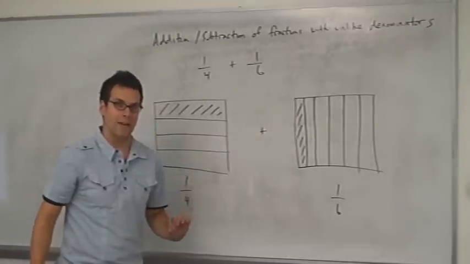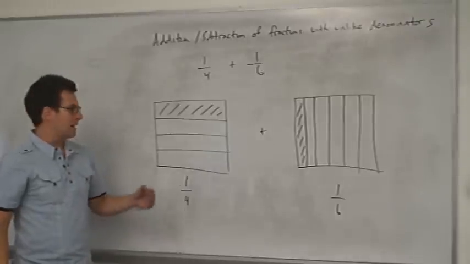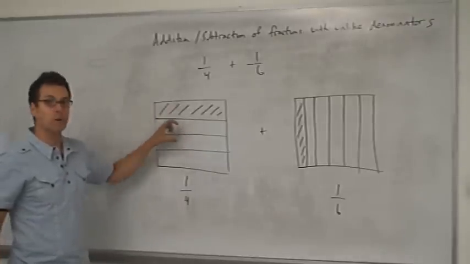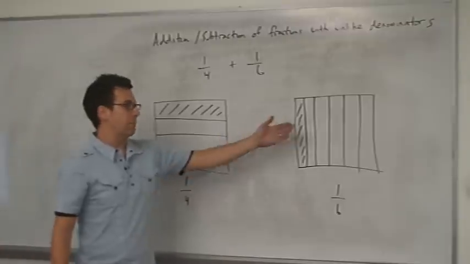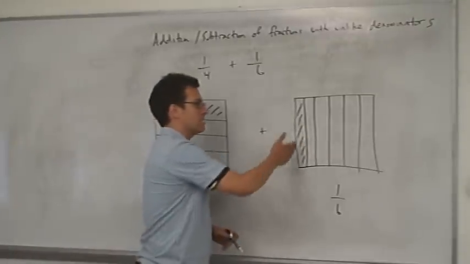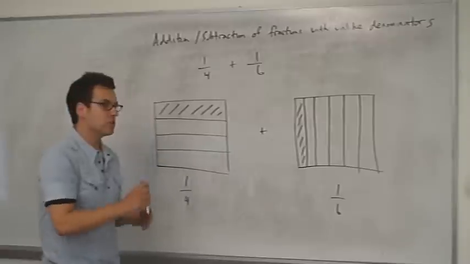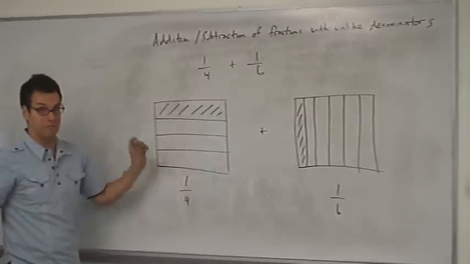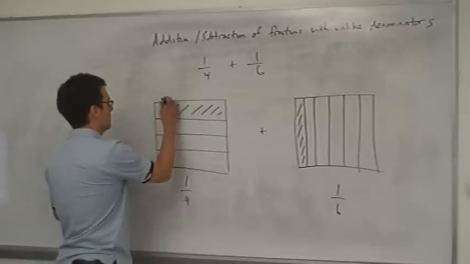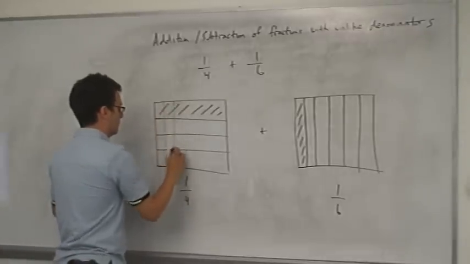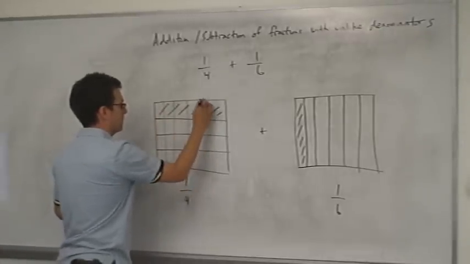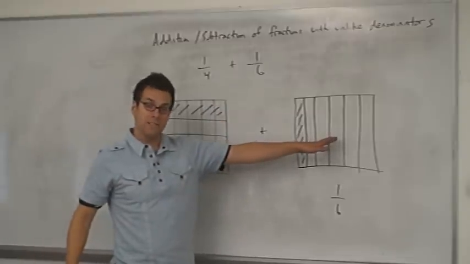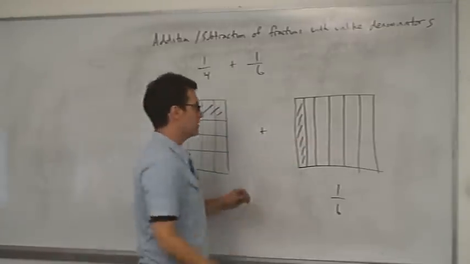And what I mean by that is, originally, I started by chopping this into 4 kind of horizontal pieces and chopping this rectangle into 6 vertical pieces. So now I'm just going to do the exact opposite. Now I'm going to chop my first diagram into 6 vertical pieces. And I'm going to chop my second diagram into 4 horizontal pieces.